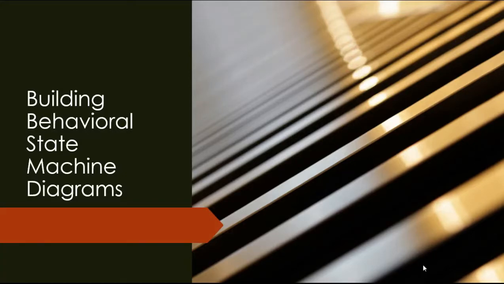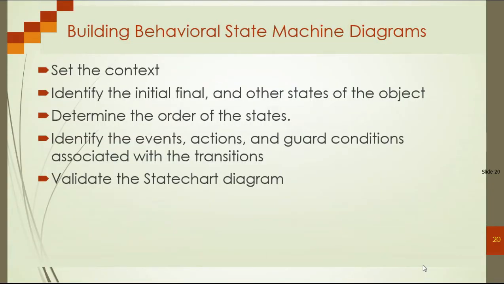Here are some guidelines to build the state machine diagram or the state chart. First, set the context. What we mean by setting the context is that we should understand the whole story and form a perception of the behavior of the system, and then identify the initial state and the other states, and also the final state.